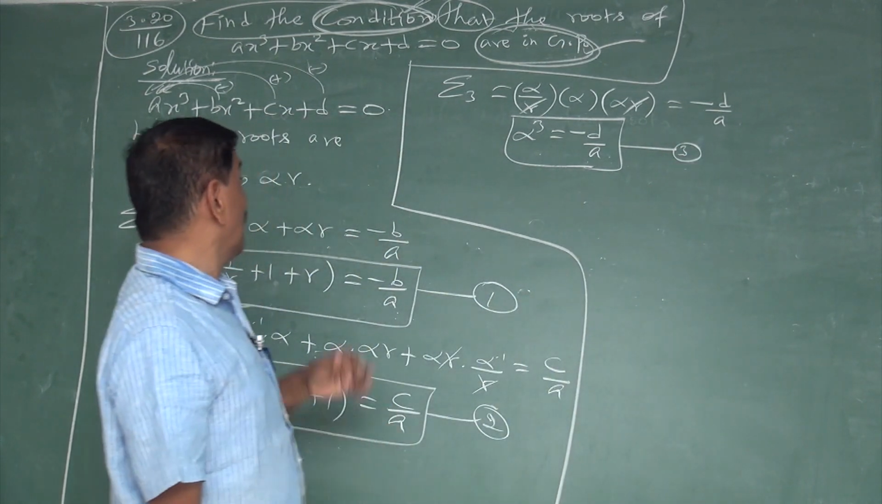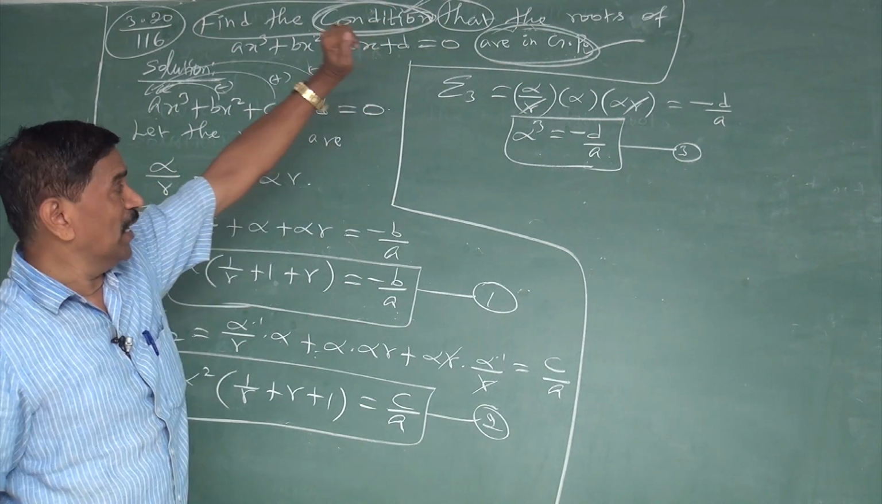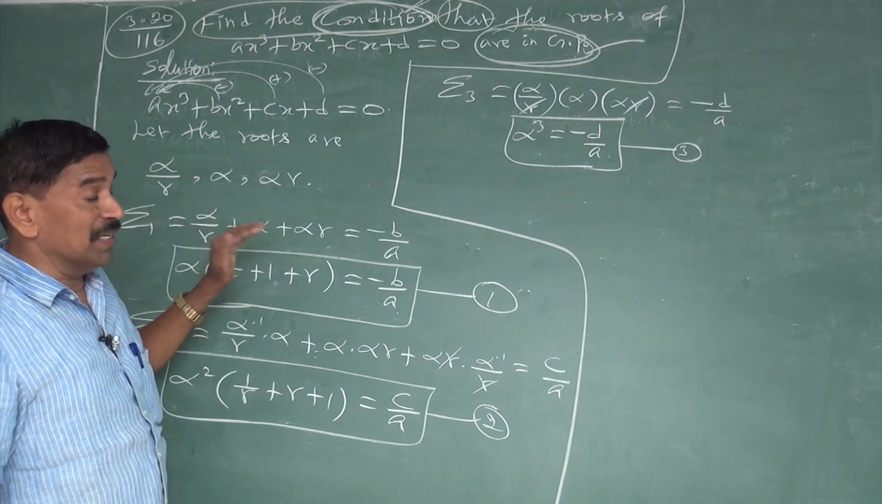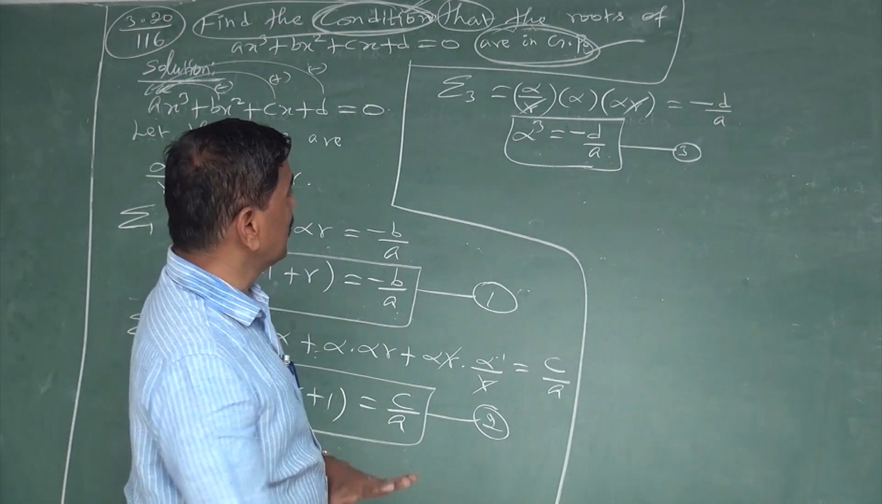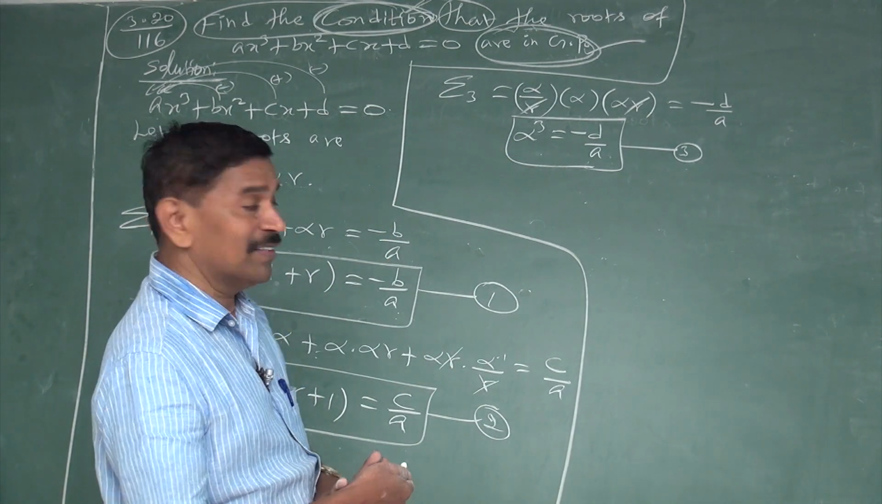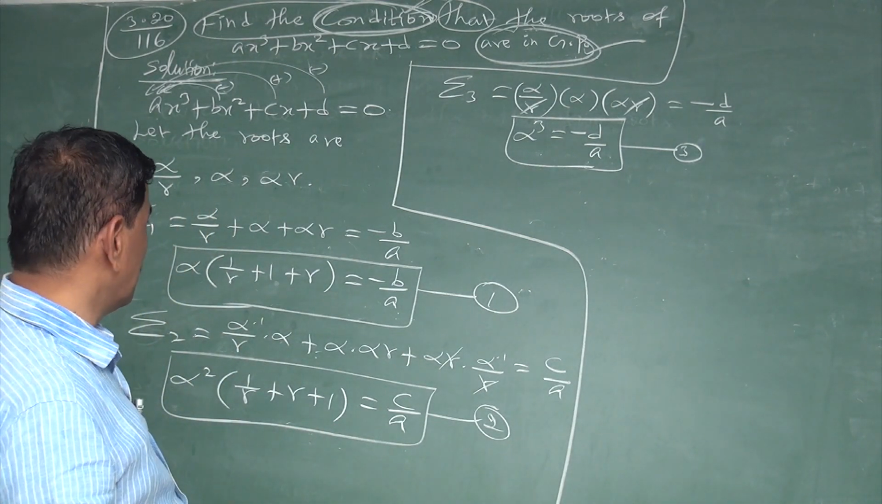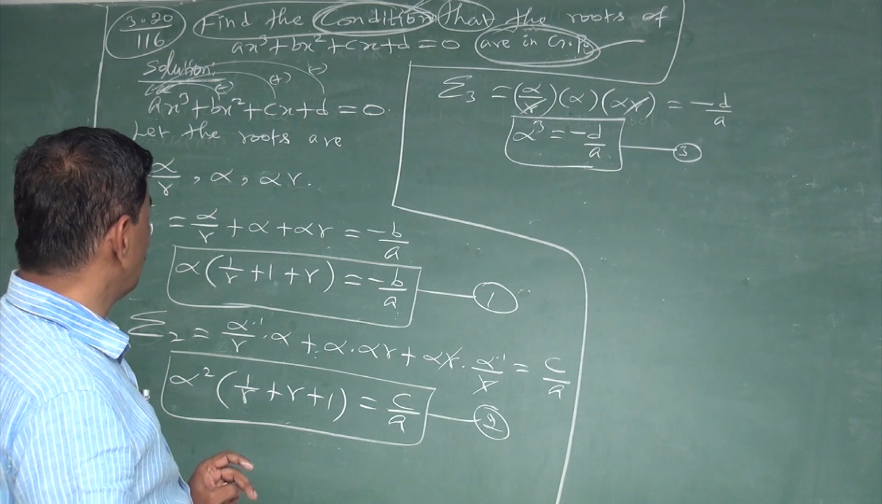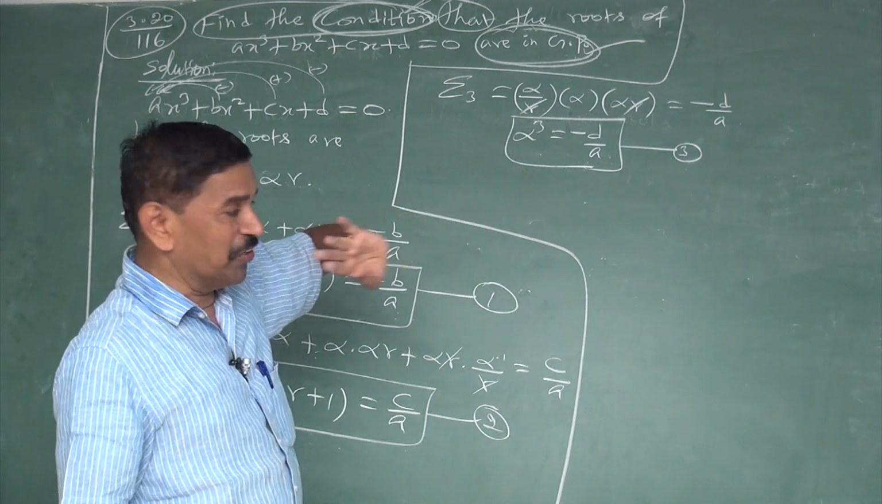Listen again. Find the condition that the roots are in GP. Find sigma 1, sigma 2, sigma 3: first equation, second equation, third equation. Any other idea? No, we can't use it like that. We can't take the third equation directly.